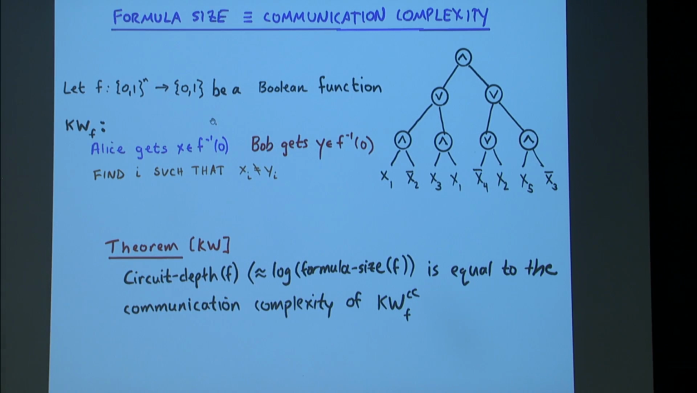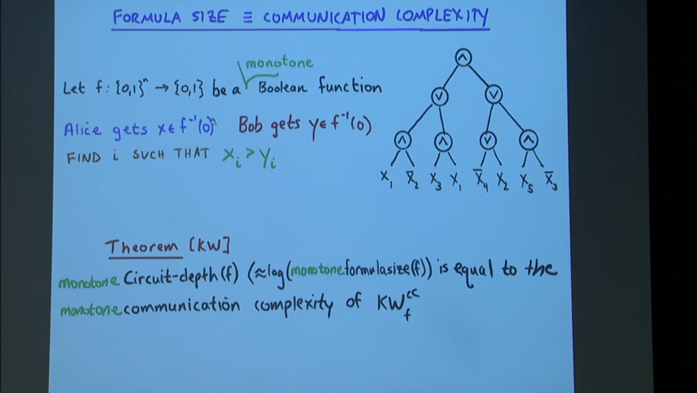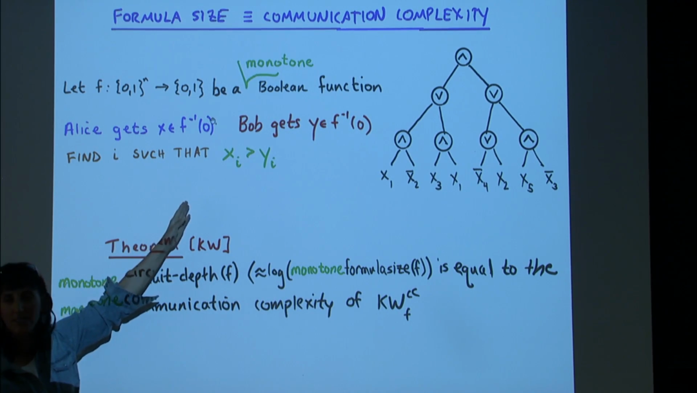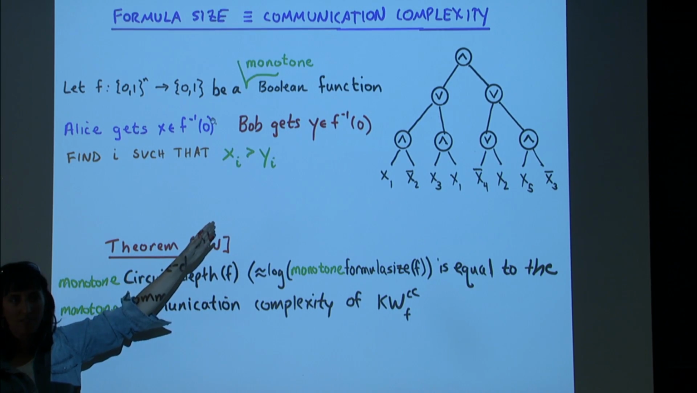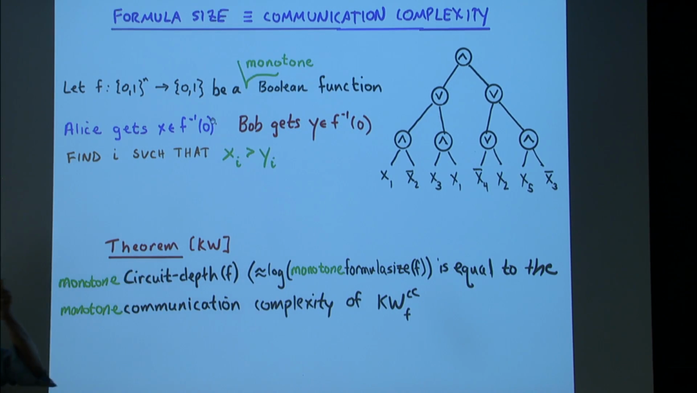Even though it's an easy proof, to me it's really, really great. And there's a monotone version of it, which, kind of sadly, is what we're going to exploit to get all the lower bounds. In the monotone version, the function is monotone, like clique, and same thing, Alice gets a 1, Bob gets a 0, but now they have to find a coordinate where Alice's bit is 1 and Bob's bit is 0. It's not symmetric anymore. They have to get an input where Alice is 1, and somehow this makes it harder, and therefore much easier to prove lower bounds. And the theorem still holds in the monotone case.